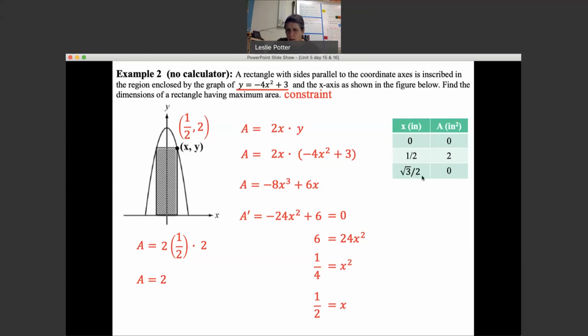So we can see by the candidates test using these constraints as the endpoints that at 1/2 we're reaching the maximum. So we know that that's the value of the maximum area. So to answer the question, we have a 1 by 2 rectangle having a maximum area of 2 square inches.